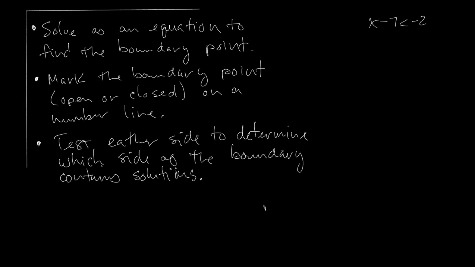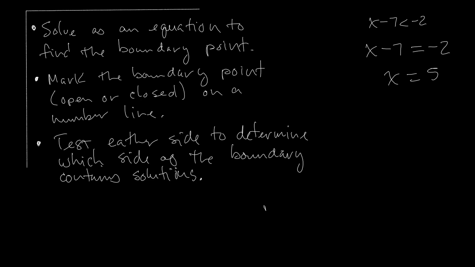If I look at that, it says, hey, forget the fact that it's an inequality. Just go ahead and solve it as an equation. So I'm going to write x minus 7 equals negative 2. And when I solve that, I get that x is 5. Now, that's not my solution. In fact, that point doesn't even work. What that is, it's the boundary location.